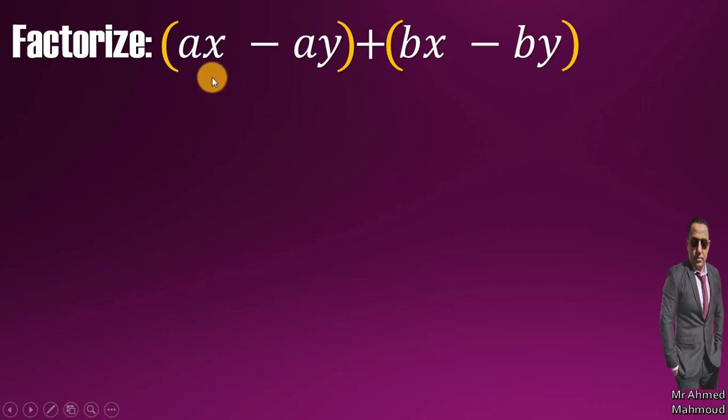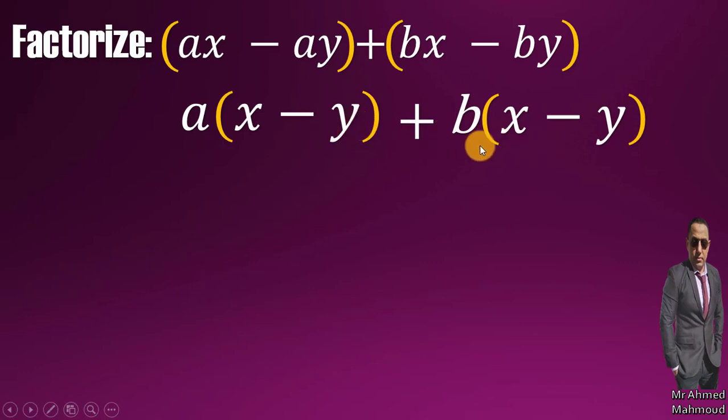Now in the first case, ax minus ay, by looking at this expression, I have a common factor which is a. So I'm going to take a outside the bracket, and inside the bracket I will have x minus y. And in this bracket, I have bx minus by. By looking carefully at this one, I see that b is a common factor, so I'm going to take out b outside the bracket, and inside the bracket will be x minus y.